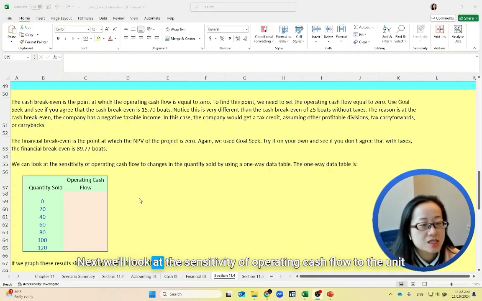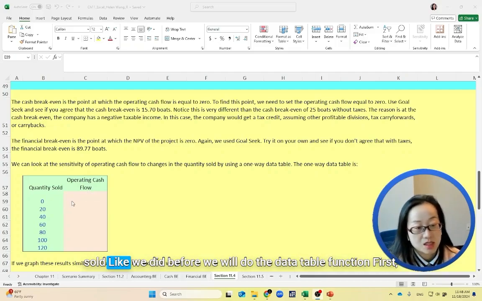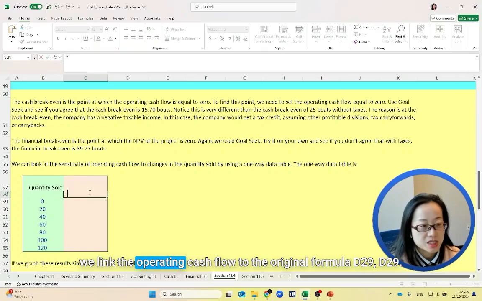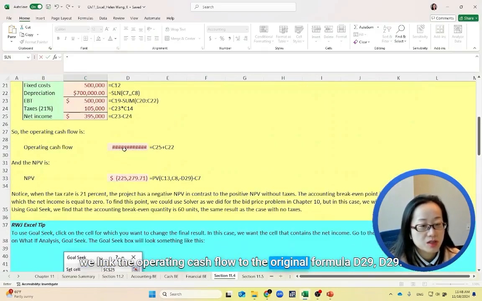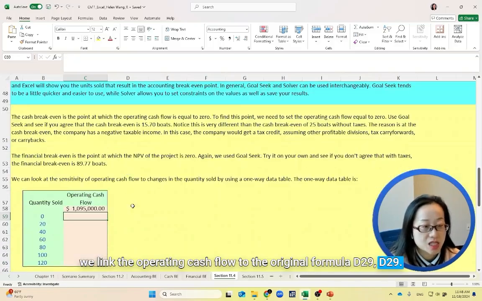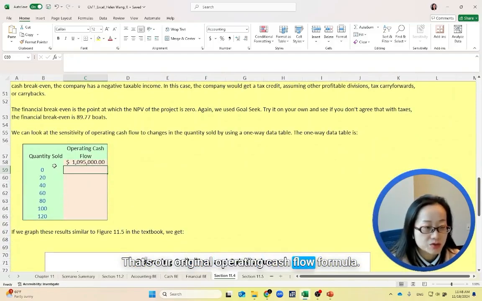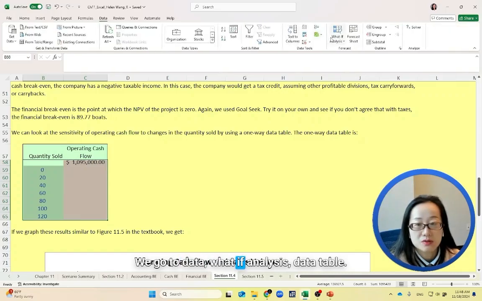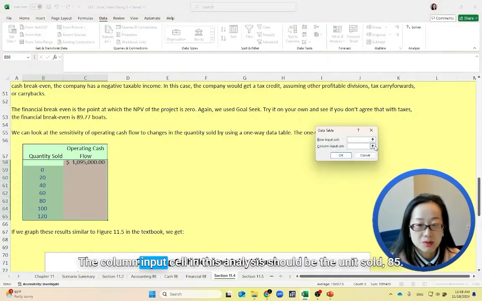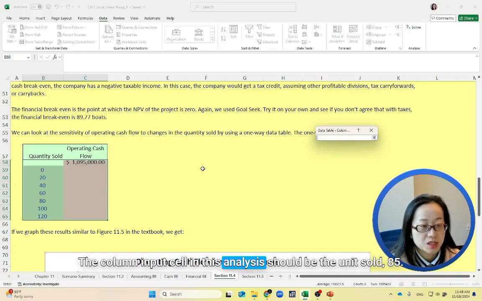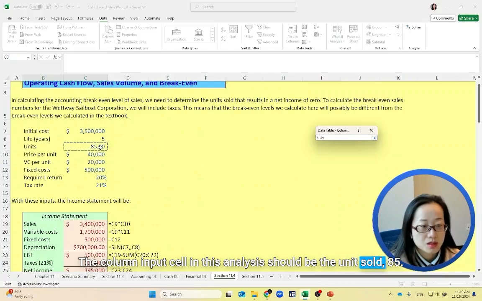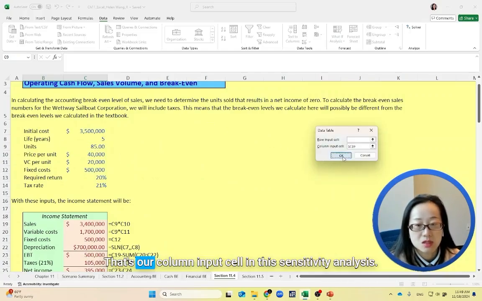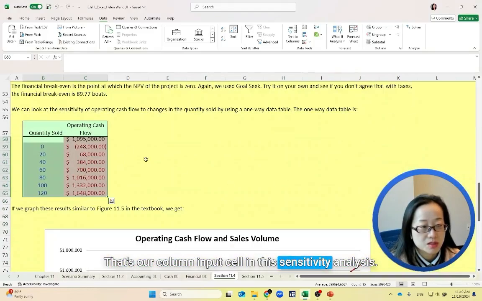Next, we'll look at the sensitivity of operating cash flow to the unit sold. Like we did before, we will do the data table function. First, we'll link the operating cash flow to the original formula D29. That's our original operating cash flow formula. And then we select the two columns. We go to data, what if analysis, data table. The column input cell in this analysis should be the unit sold, C9. That's our column input cell in this sensitivity analysis.